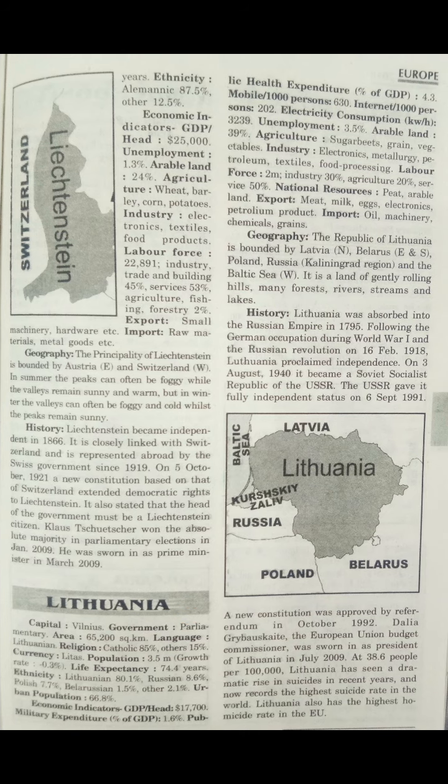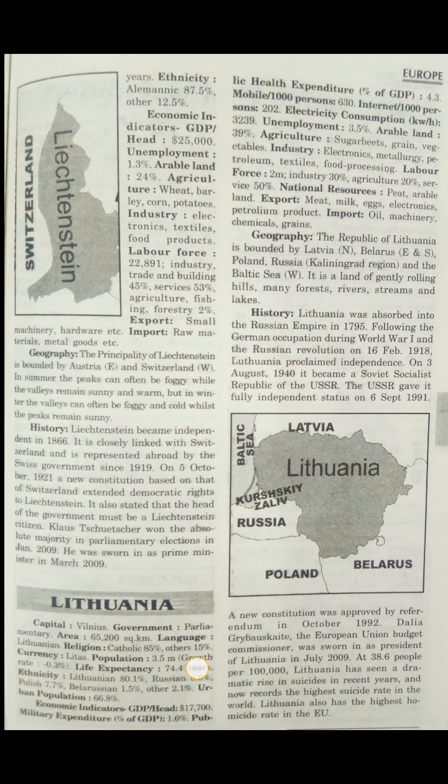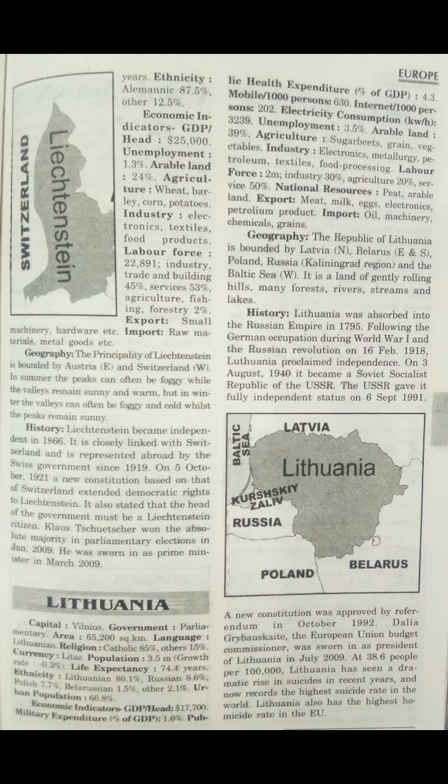History. Liechtenstein became independent in 1866. It is closely linked with Switzerland and is represented abroad by the Swiss government since 1919. On 5th October 1921, a new constitution based on that of Switzerland extended democratic rights to Liechtenstein. It also stated that the head of the government must be a Liechtenstein citizen. Klaus Tschütscher won the absolute majority in parliamentary elections in Jan 2009. He was sworn in as Prime Minister in March 2009.